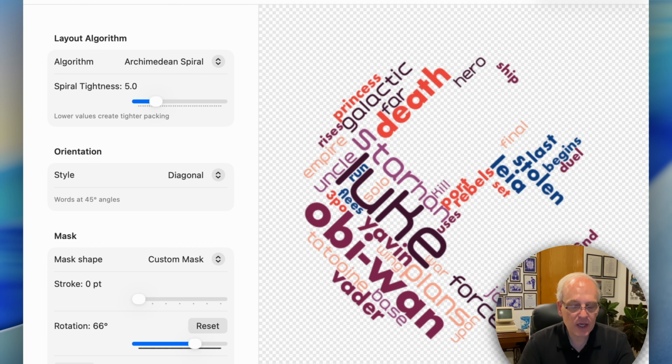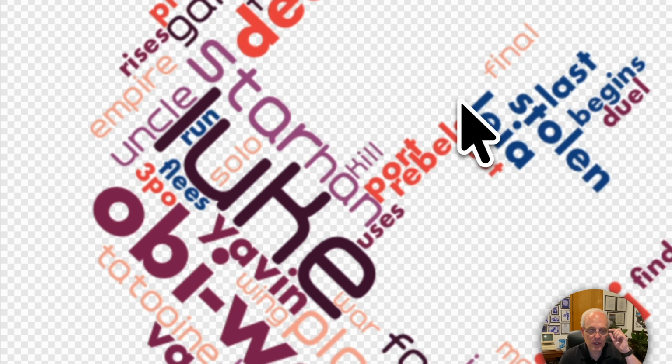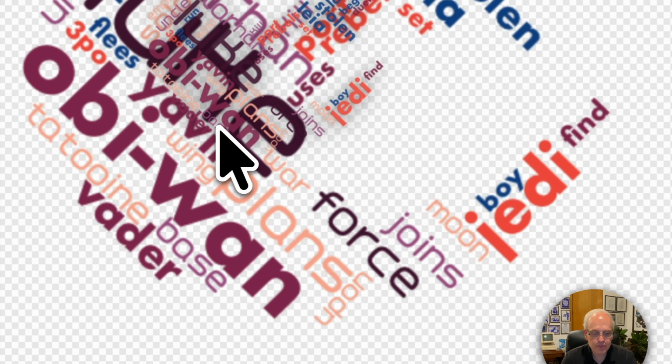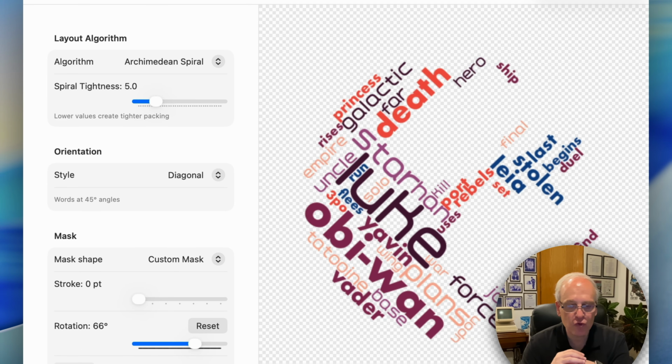Now, exporting the word cloud image is very simple. Just use the share menu here to send the image somewhere, or drag the image to the desktop. Let's see, you can here drag the image. Now, let me show you a nice final trick.